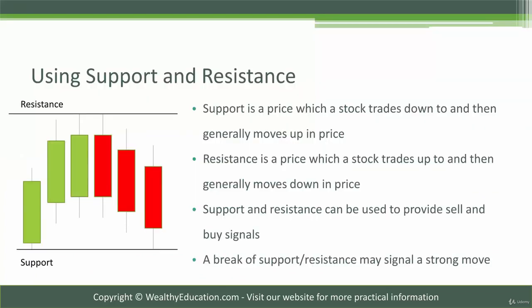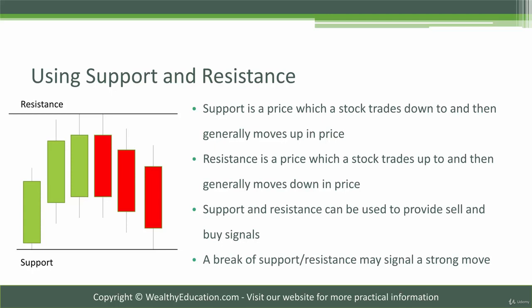Welcome back to this Wealthy Education video on how to use support and resistance. Support is a price which a stock trades down to and then generally moves up in price. If you look at our graph on the left, the stock has moved down to this support level and is now trading or bouncing up off of support. The stock then trades up to what is called a resistance level, and that is a price which a stock trades up to and then generally moves down in price.